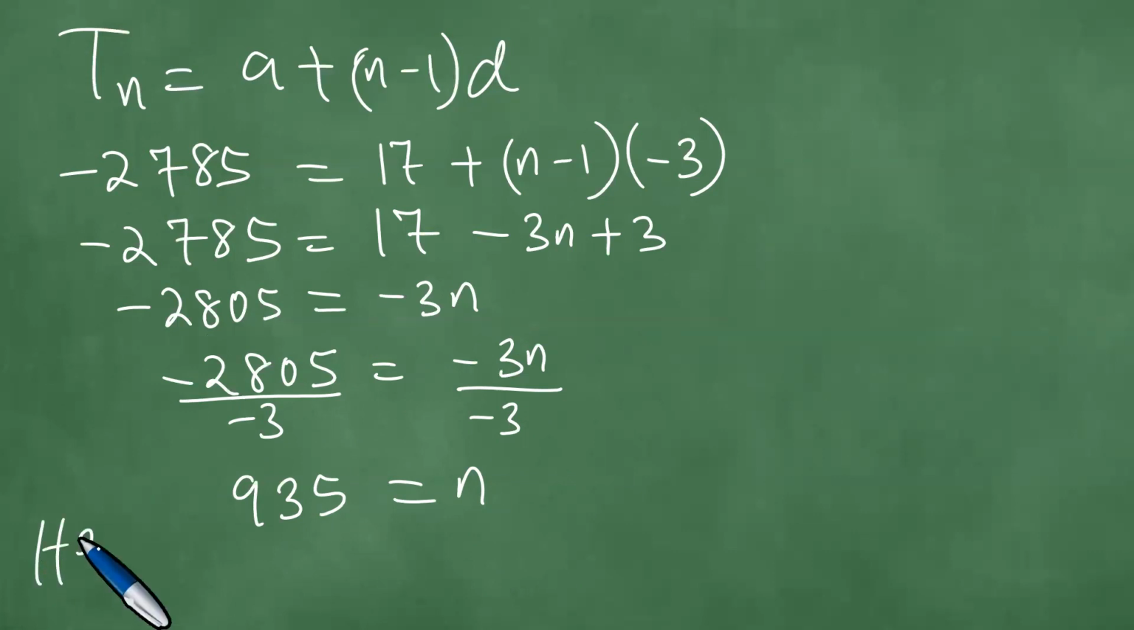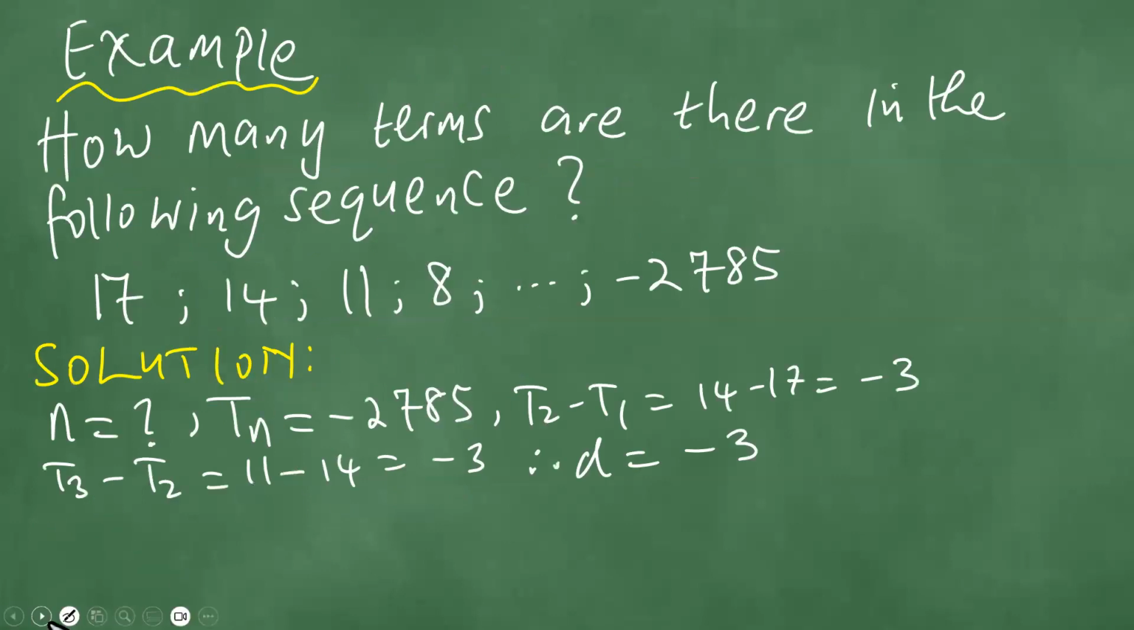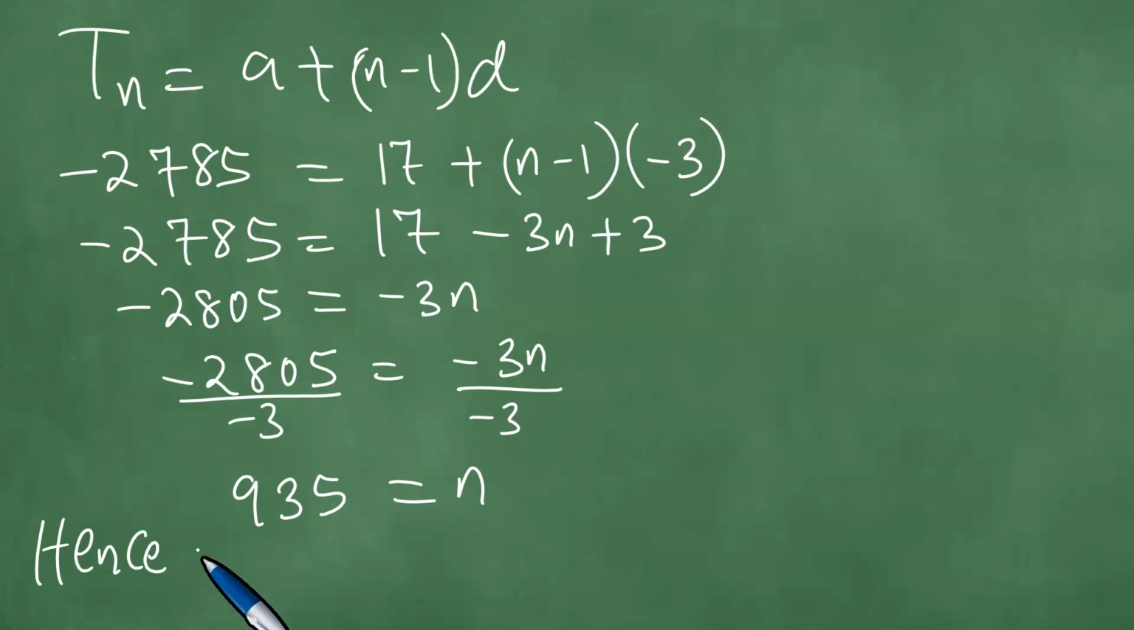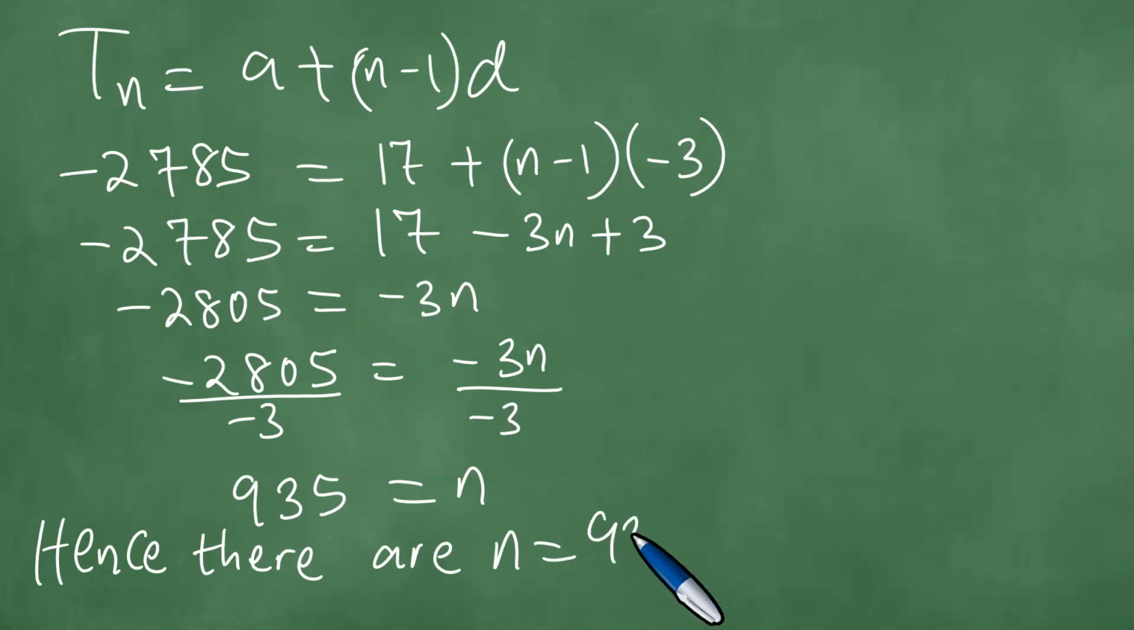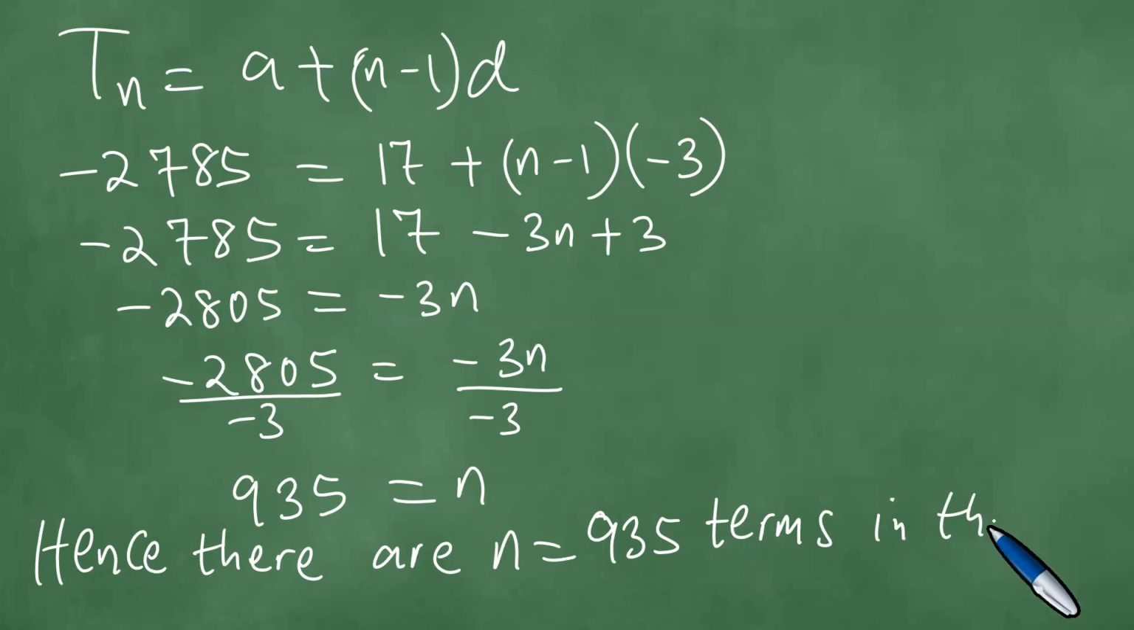Hence, the question was how many terms? They are n equals 935 terms in the sequence. Let's look at the next question.